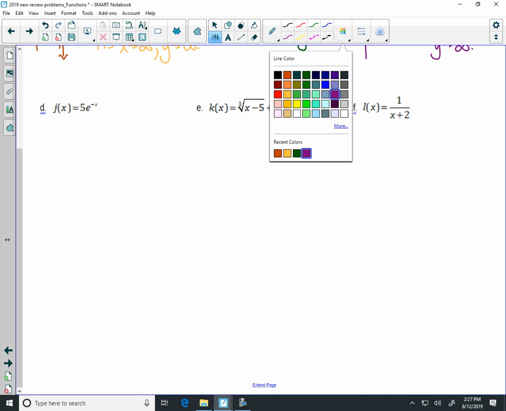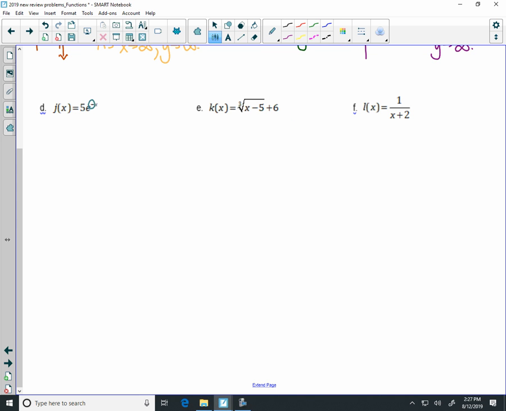Careful with this e to the x. This is a little bit tricky. So 5e to the negative x. The thing that really affects our end behavior on this one is the negative there. So usually e to the x looks like this. It's an increasing function. But when we flip that over the y-axis, then it's going to look, I have to think hard on this one, like this, if we reflect it over the y-axis. So we've reflected it.